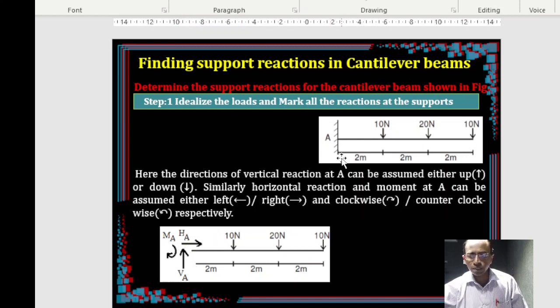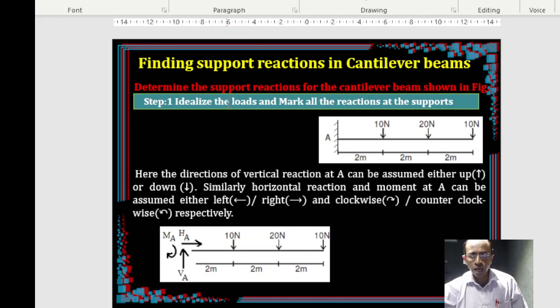So first you have to mark the reaction components. It doesn't matter whether you have taken the vertical reaction upwards or downwards, but you have to mark one reaction in the vertical direction, one reaction in the horizontal direction and one reaction in the moment direction, that is the z direction, the moment component. If you mark this, the two steps I am going to discuss here, with that we can get the solution.